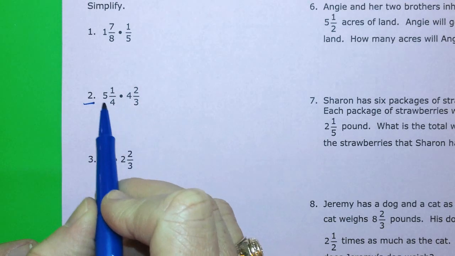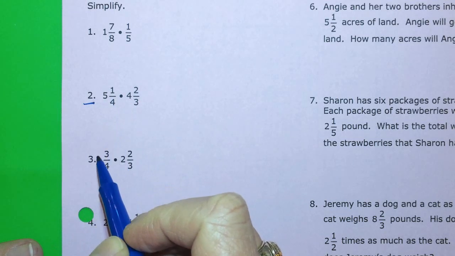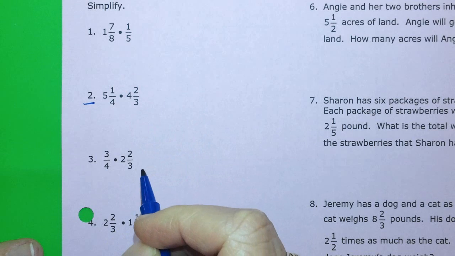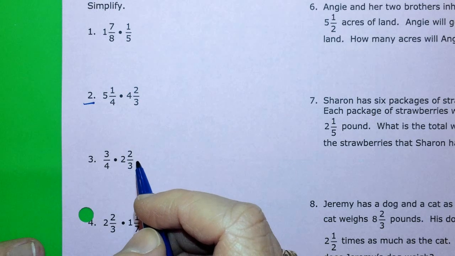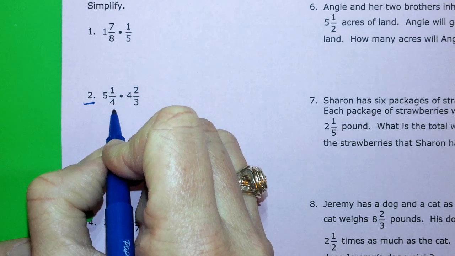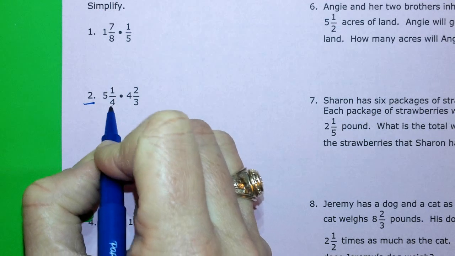So here I'm multiplying 5 1/4 times 4 2/3. Well, I know since I have mixed numbers, in order to multiply, I need to change them into improper fractions. Well, how do I do that? If you said Texas two-step, you were absolutely correct. So I'm going to use a Texas two-step to change both these fractions into improper fractions. So let's start with this one.